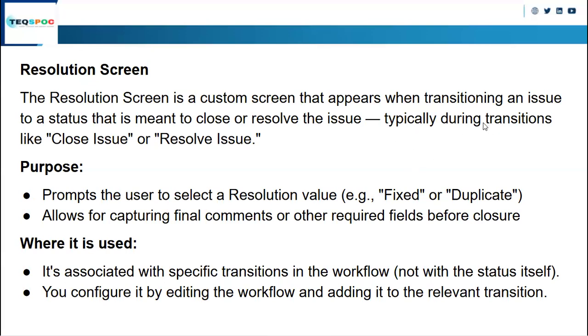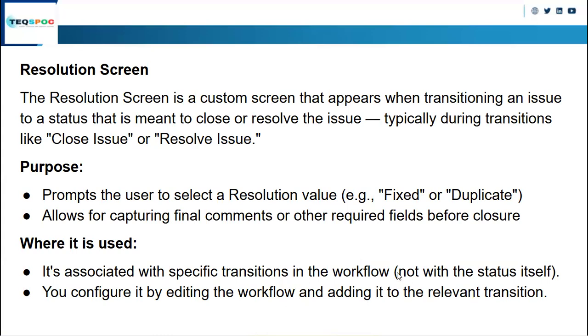This is typically for a transition to a state meant to close or resolve the issue, like a close issue or resolve issue transition. What is the purpose? It prompts the user to select a resolution value, such as fixed or duplicate, and allows capturing the final comment or other required fields before closure. Where is it used? It is associated with a specific transition in the workflow, not with the status itself. You can configure it by editing the workflow and adding it to the relevant transition.